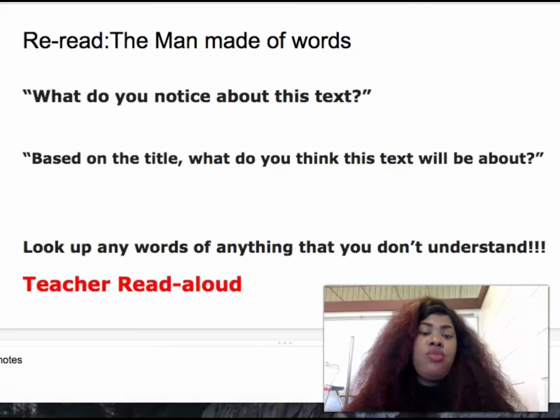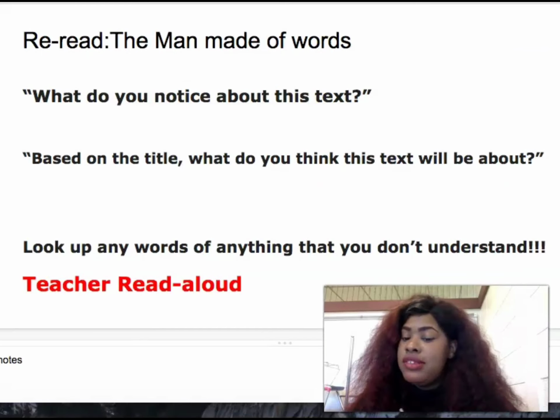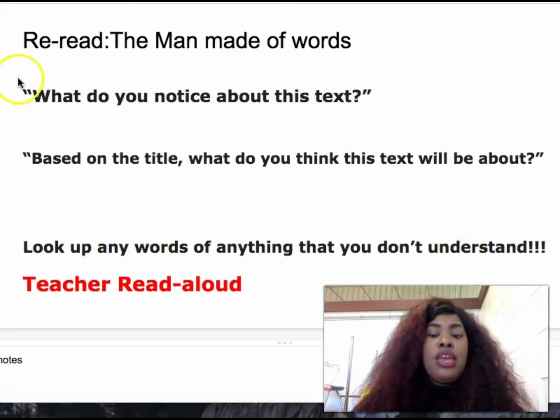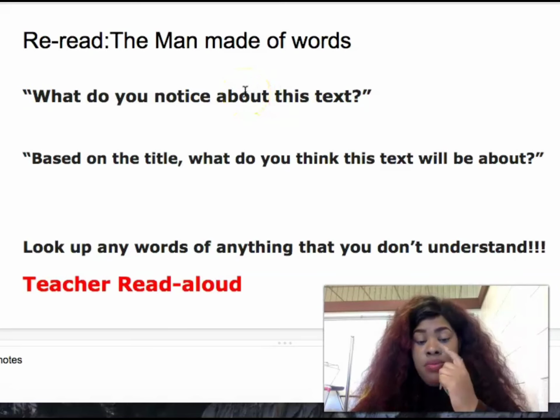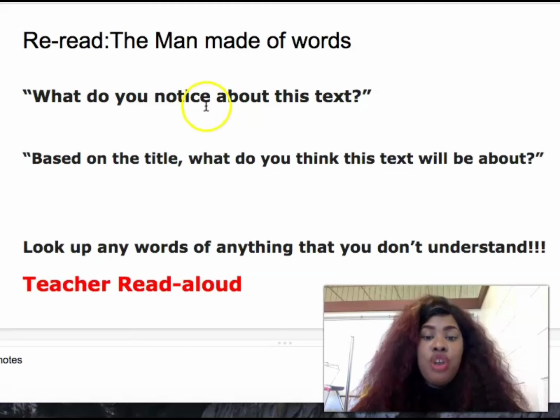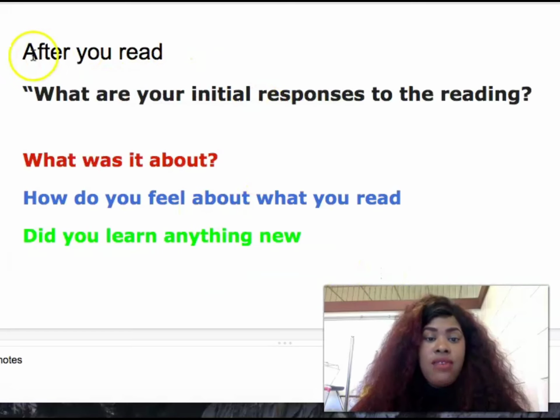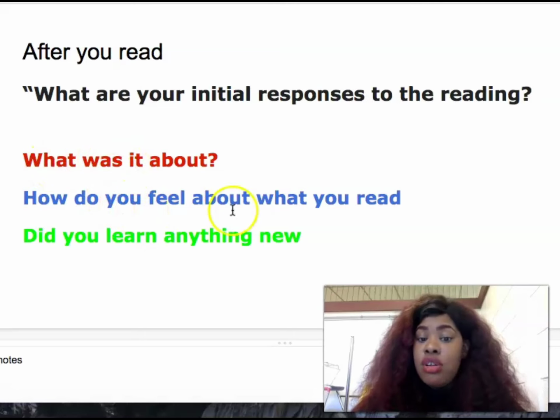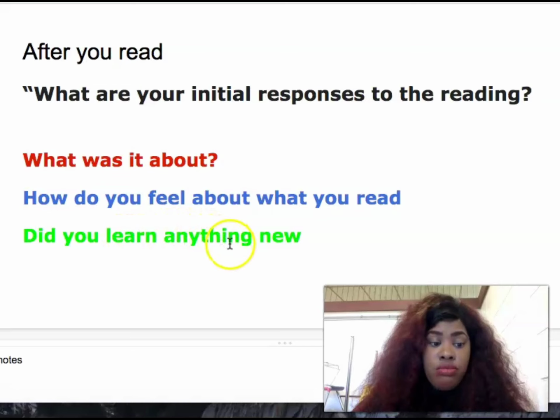So now, once you have read that article and identified those words that you don't understand, I now want you guys to start doing a notice and wonder. We've done this before. So what I want to ask you guys is, what do you notice about the text? Based on the title, what do you think the text will be about? And I want you to look up any words of anything that you don't understand. After you have read, I want you guys to answer some questions about what you've read. Reflect on your reading. What was it about? How do you feel about what you read? Did you learn anything new?